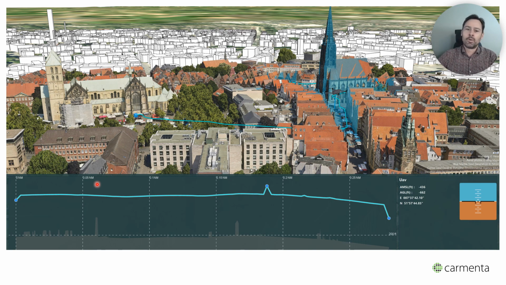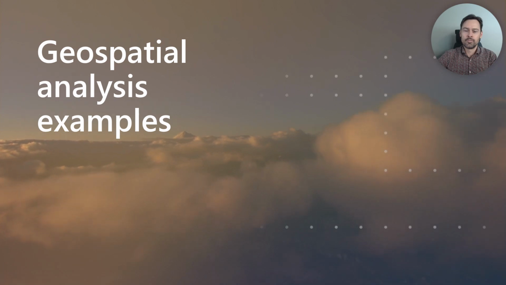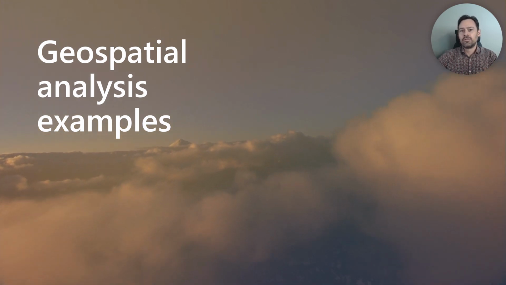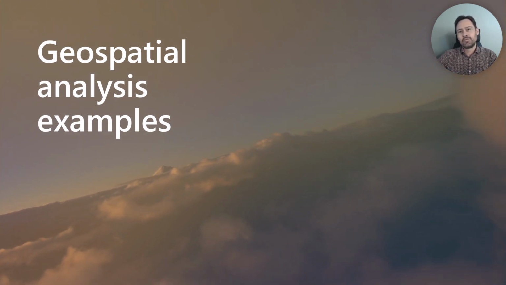This is one example of how analysis functionality can help the user figure out what is going on in the map to get a better situational awareness. Let us now take a brief look at 3 examples of geospatial analysis functions that are relevant to the drone use case.